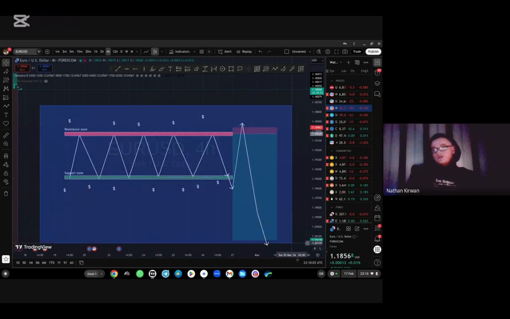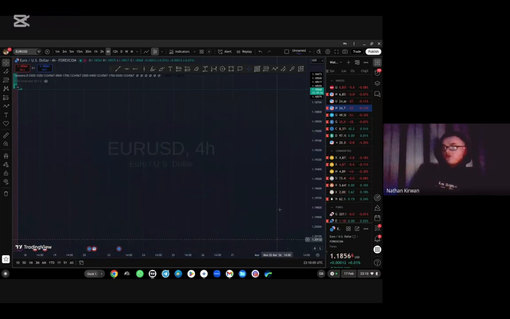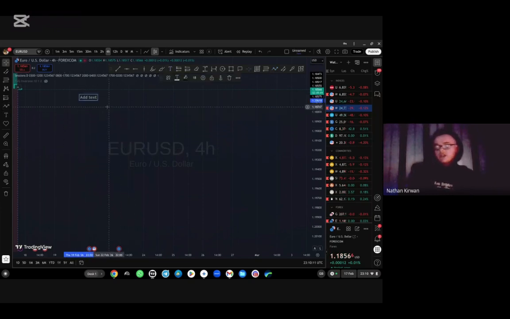Now, there's a lot in market structure, so I want to make sure that I cover everything. When we talk about market structure, you hear a couple of different things being mentioned. So you have break of structure, you have market structure shift. What else have you got? You have your CHOC, your change of character. What else have you got?